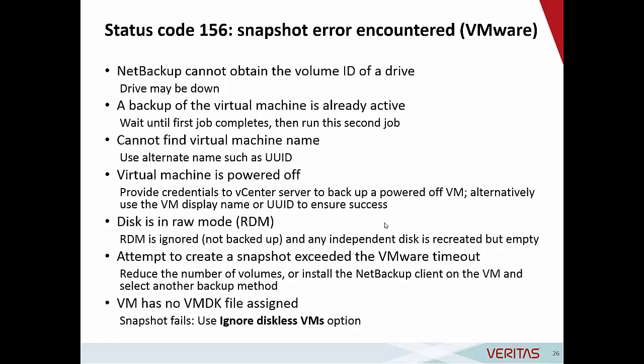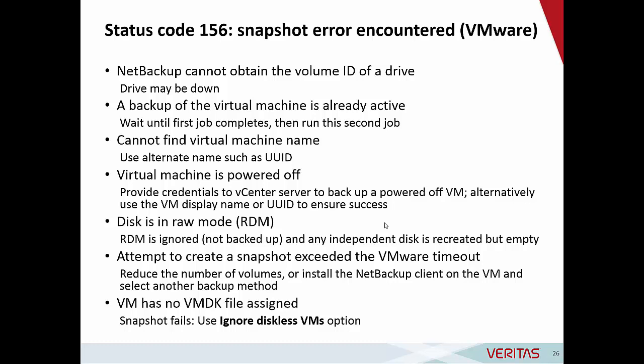Like we mentioned, this is a fairly broad status code, and it indicates that VMware was unable to create the snapshot or that the snapshot failed during the backup, and there's a lot of different reasons why this can happen. Here's some of the more common reasons. If NetBackup can't obtain the volume ID of the drive, and that might be because the drive is down.